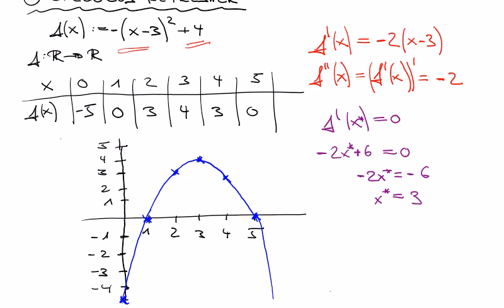And we find that indeed the point where the function assumes its maximum is here at x star equals 3, because we also know that the second derivative is always negative. So regardless of the value of x, it's negative. So we have a maximum.